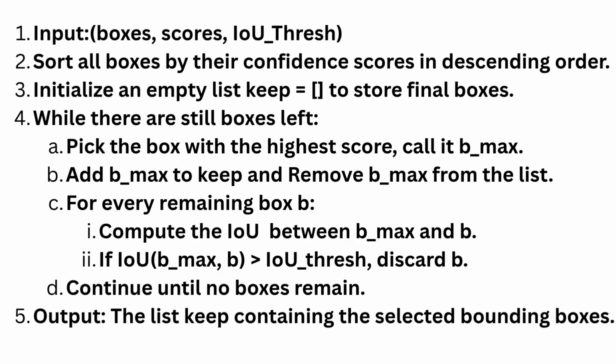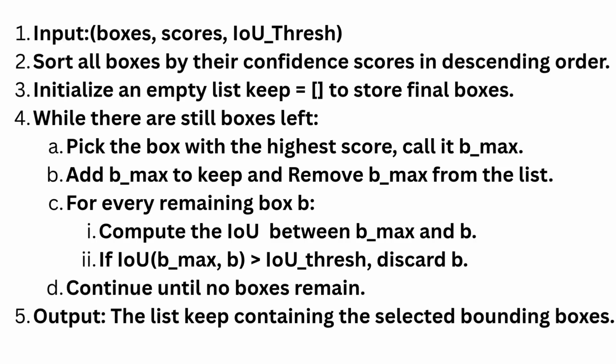So what is non-max suppression? It is a post-processing algorithm that intelligently filters out redundant bounding boxes, leaving only the best ones. Here is a quick summary of how this algorithm works. Starting from step number 1, which is input, we start with our predicted bounding boxes, their confidence scores and an IOU, that is intersection over union, threshold.